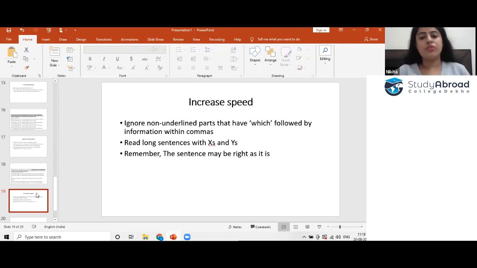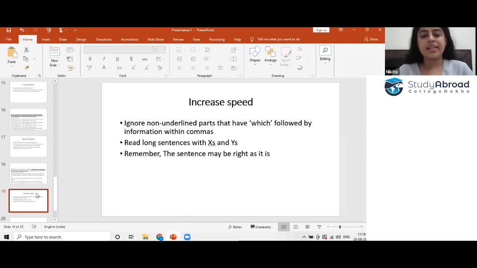Alright. Now moving further, we need to increase our speed because the time factor is a real factor on the exam. For that, what are we supposed to do? Here are some tips in relation to these questions to increase the speed. The first one says: ignore non-underlined parts that have which followed by information within commas. I'm going to explain that further. Let's have a look at the other pointers.